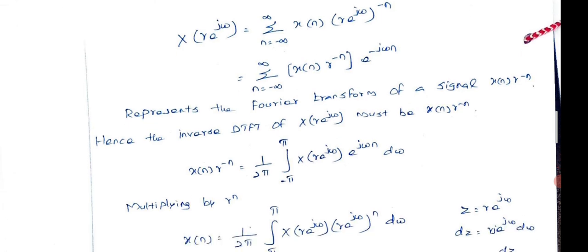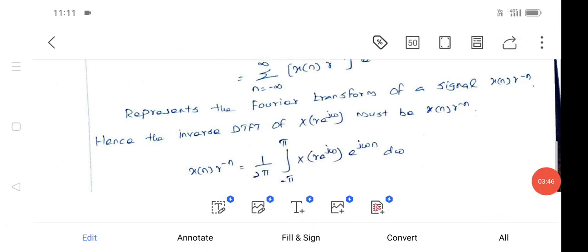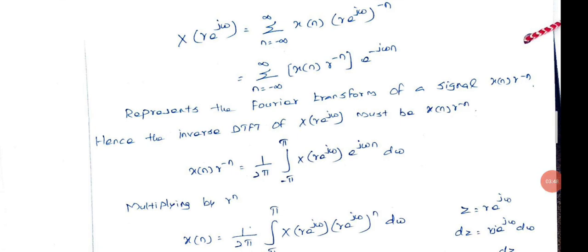So this is the Fourier transform of x of n r power minus n, which we represent as X of r e power j omega. We can then write x of n r power minus n is equal to 1 by 2 pi integral from minus pi to plus pi of capital X of r into e power j omega, e power j omega n d omega. That is the inverse Fourier transform.